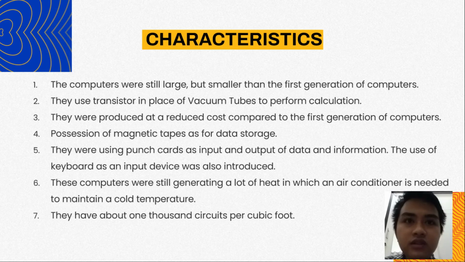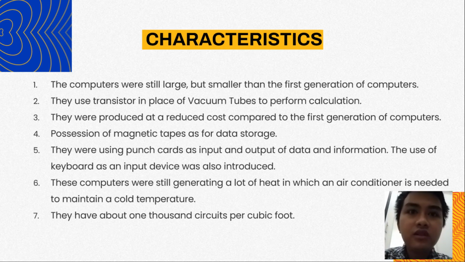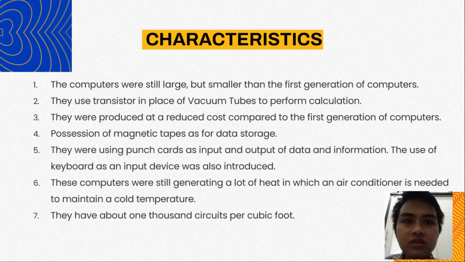Characteristics of the second generation of computers. The first, the computers were still large but smaller than the first generation of computers. Second, they used transistors in place of vacuum tubes to perform calculation. Third, they were produced at a reduced cost compared to the first generation of computers. Fourth, possession of magnetic tapes for data storage. Fifth, they used punch cards as input and output of data and information.